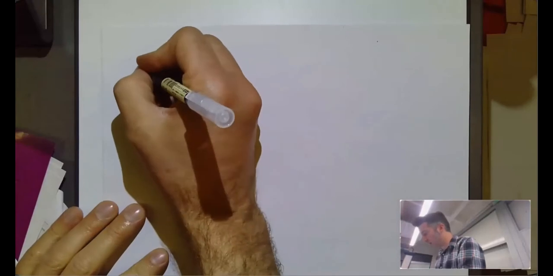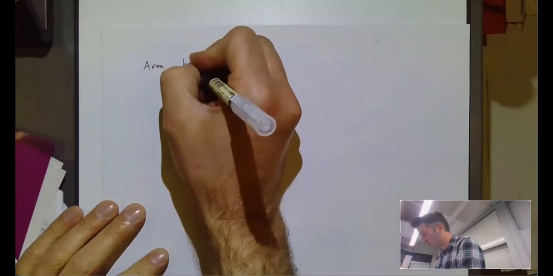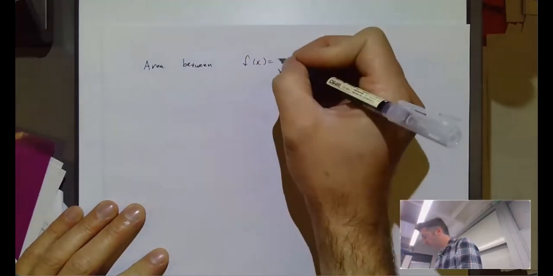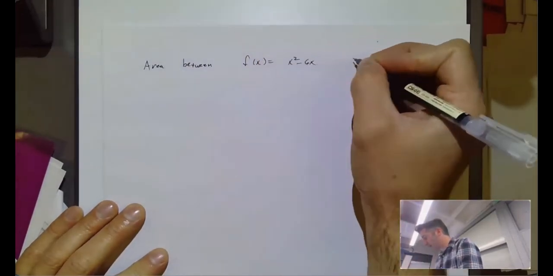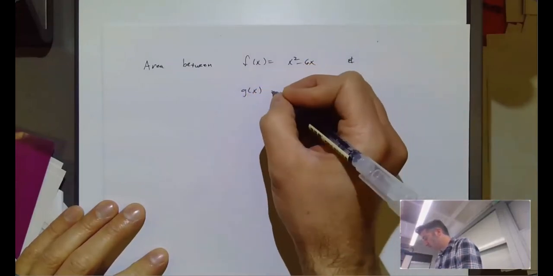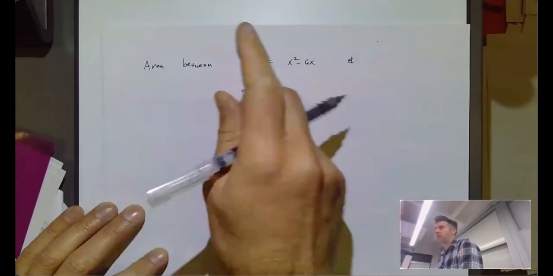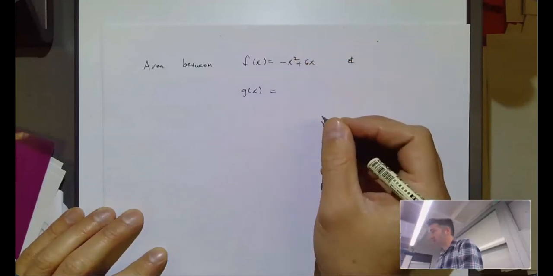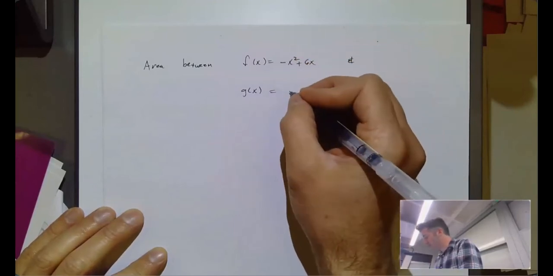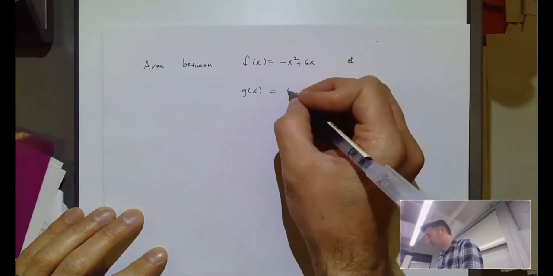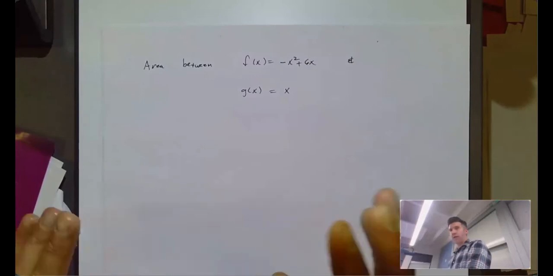So let's say, for example, we wanted to find the area between these two curves, f of x equal to x squared minus 6x, actually, I wanted the negative of that, and then g of x is equal to, sorry, I'm trying to make it not terrible. Let's say g of x is just equal to x. Normally I would draw them, but we're not going to.